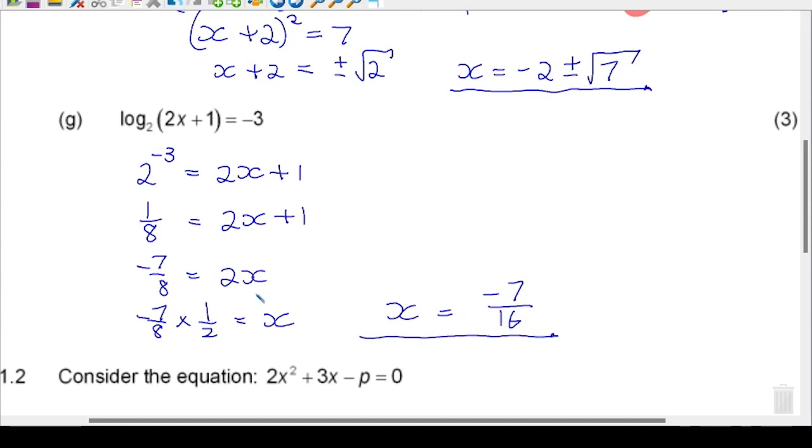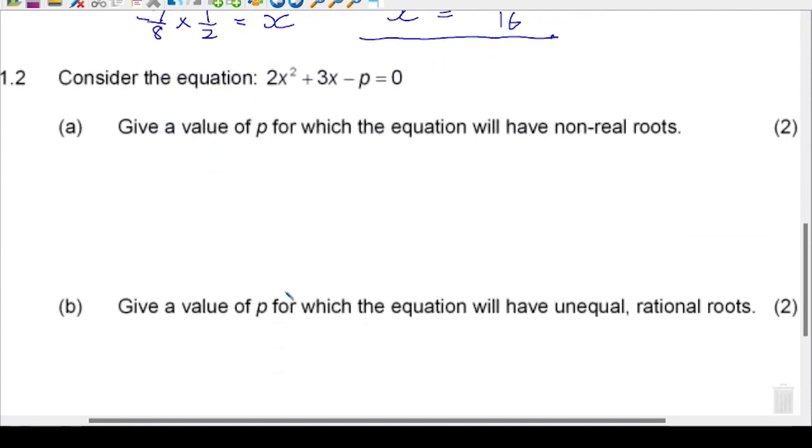Right, the next one asks us to look at this equation, and this question is talking about the nature of the roots. So what we're going to need to do is we're going to need to work out our discriminant, delta. The formula for that is not given. It's b squared minus 4ac. However, it does appear inside the quadratic formula. It's the little piece inside the square root sign on the quadratic formula.